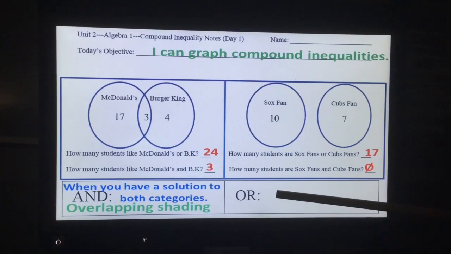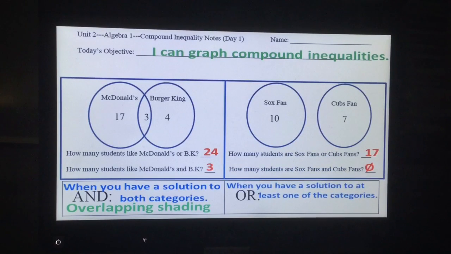Now for the or, what I want you to write for this one is when you have a solution to at least one of the categories.